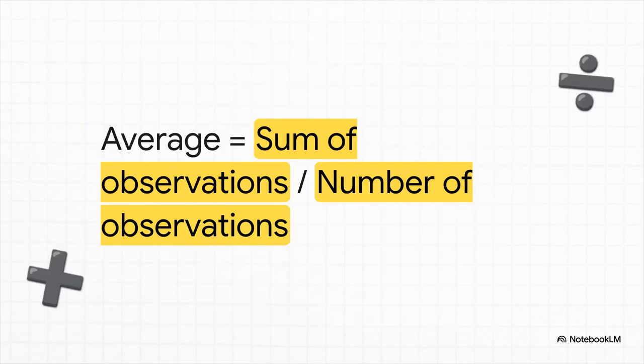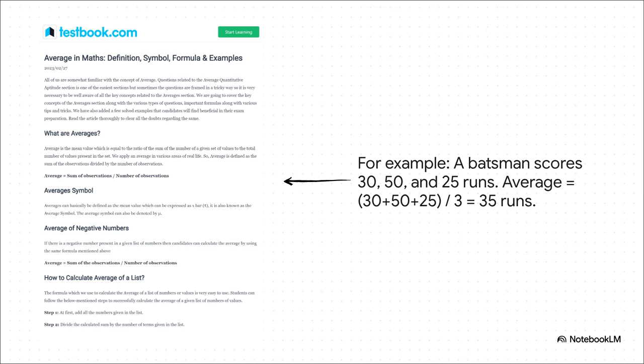And here it is, the formula we all learned back in school. You just add everything up, and then you divide by how many things you added. This is our starting line. Let's take a super simple example. A batsman scores 30, 50, and 25. We add them up, we get 105, we divide by the 3 innings, and boom, his average is 35 runs. Simple, right? But here's the thing. Aptitude tests are almost never this simple.